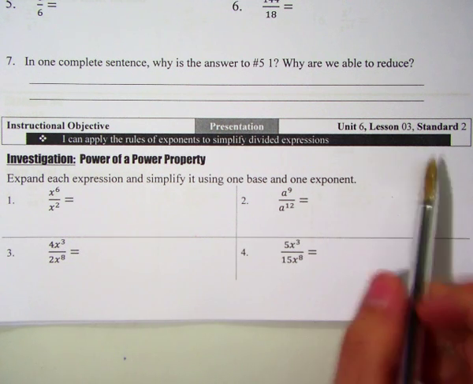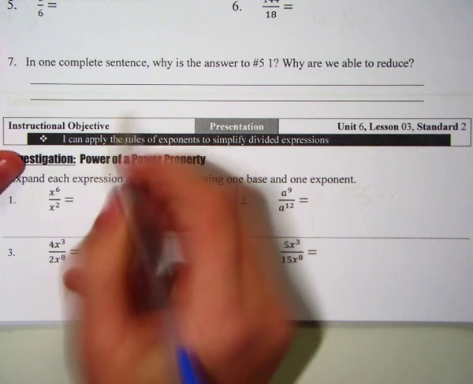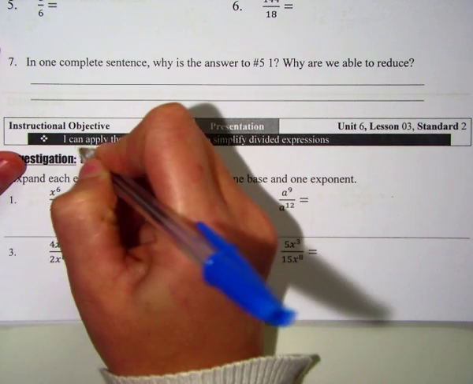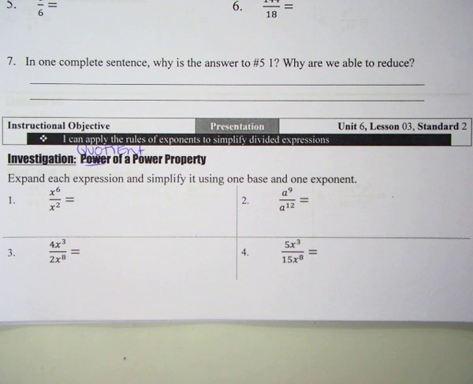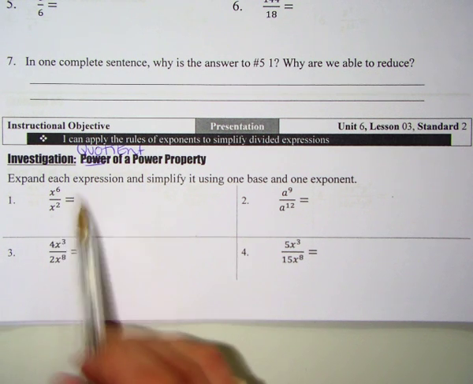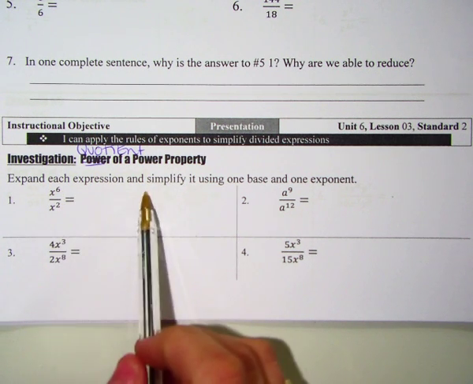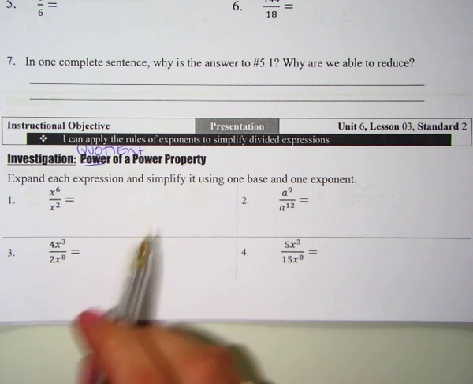Alright, this is lesson 6.3, which is the quotient of power property. So we're going to be dealing with problems that look like this. And we're going to go ahead and expand this and simplify it to one base and one exponent.